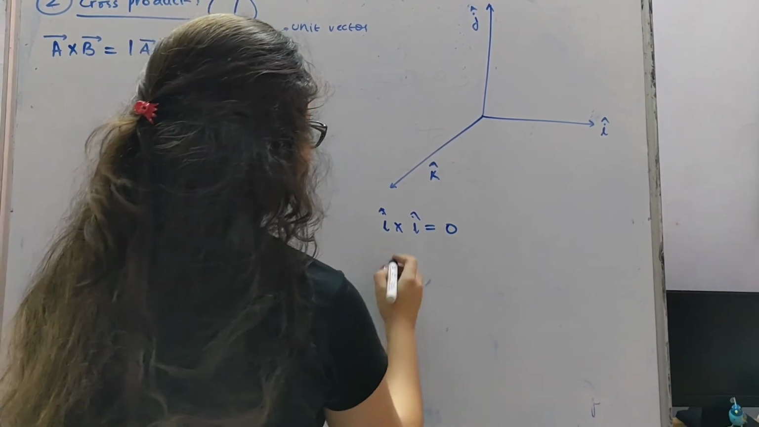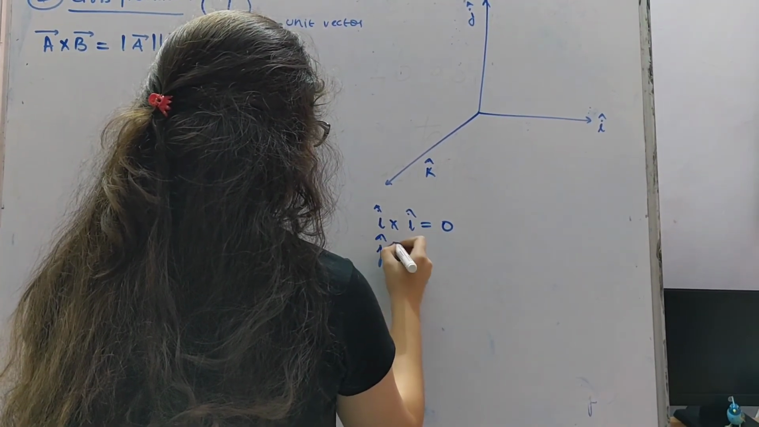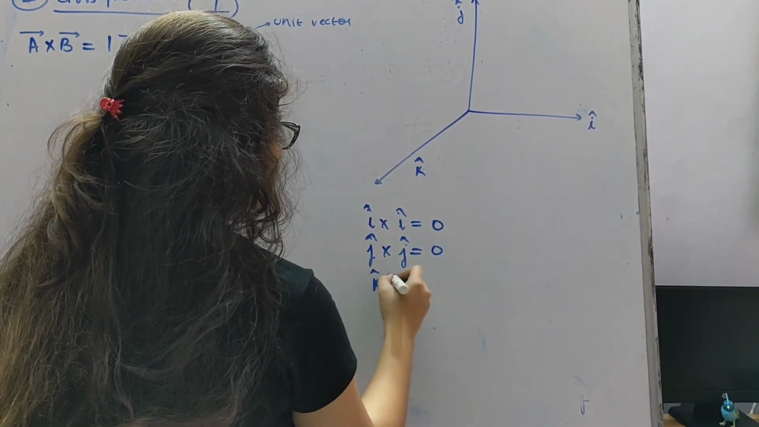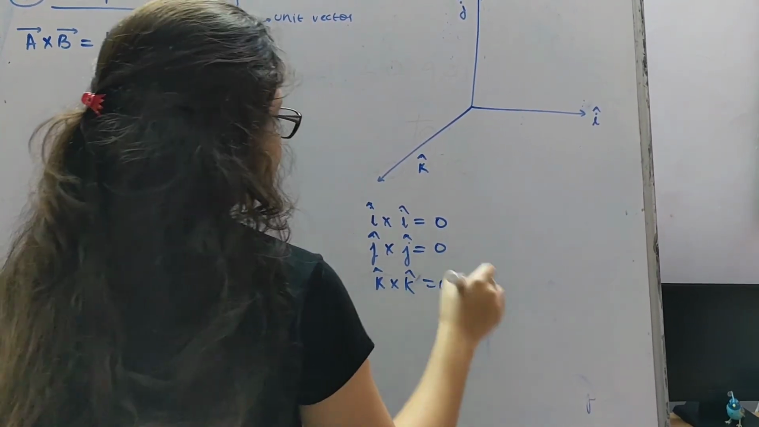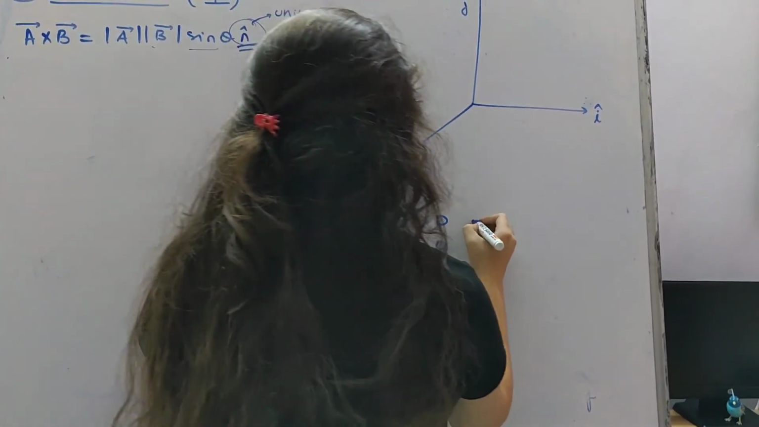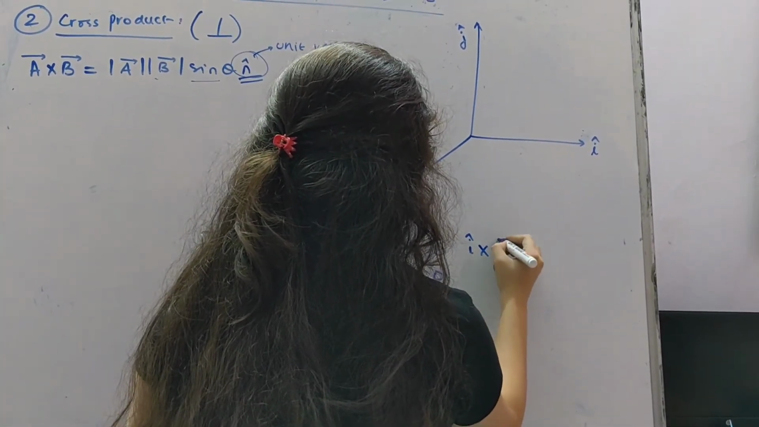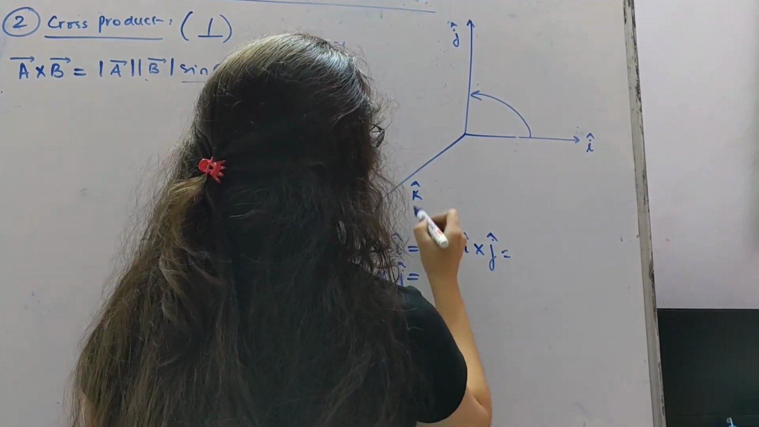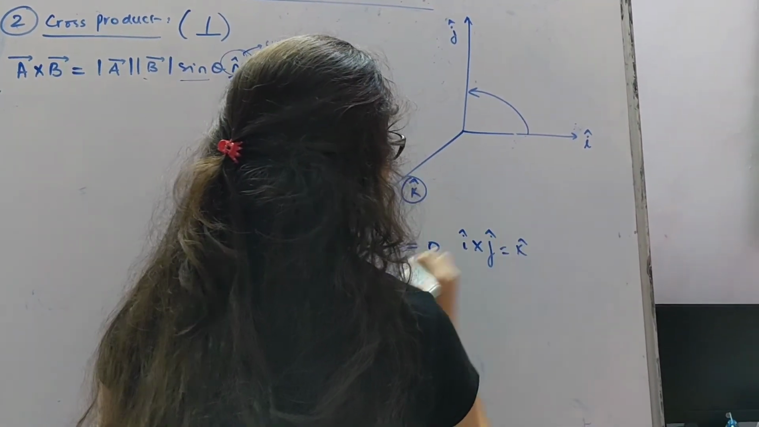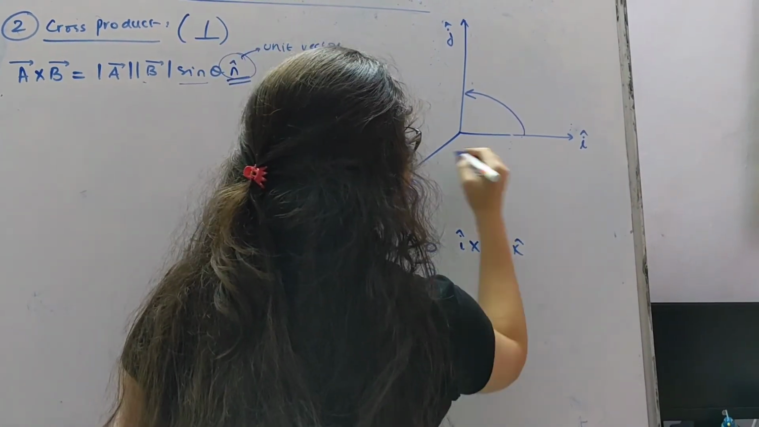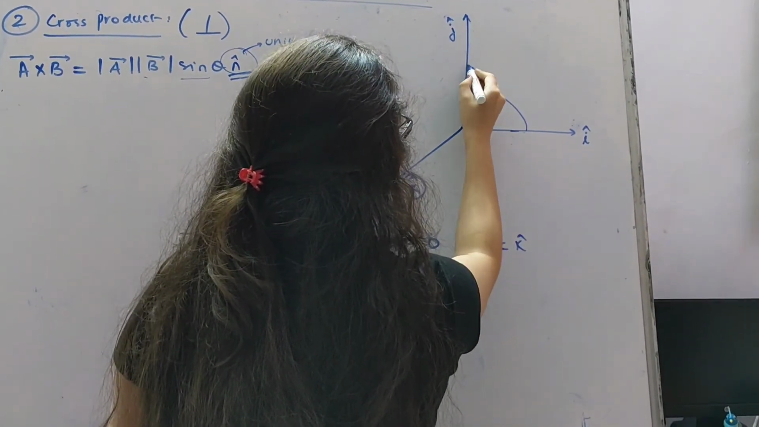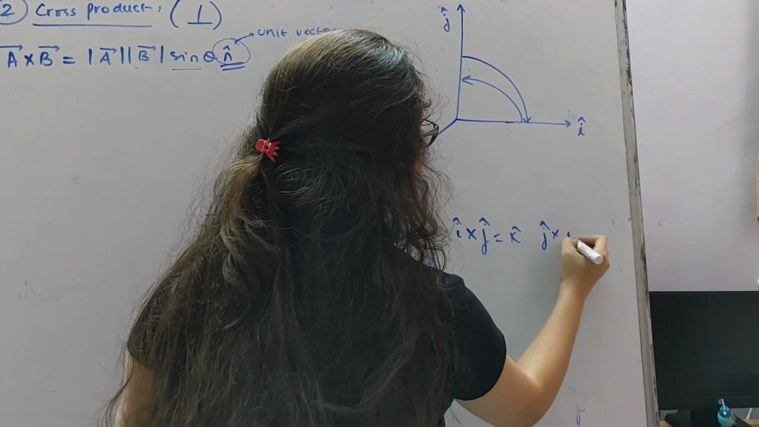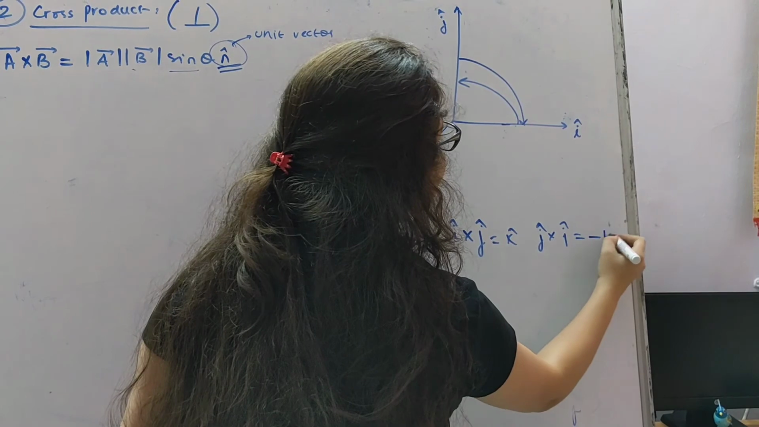This you have to remember. J cap cross J cap is also 0. K cap cross K cap is also 0. Now what about I cap cross J cap? I cap cross J cap is K cap. But if I invert, what if I do J cap cross I cap? J cap cross I cap is equal to minus K cap.